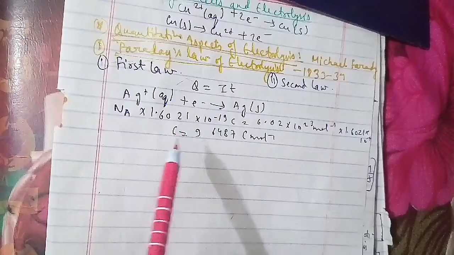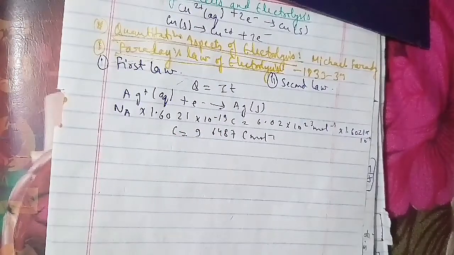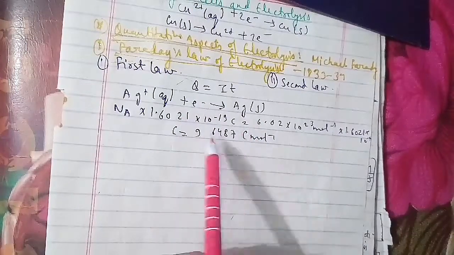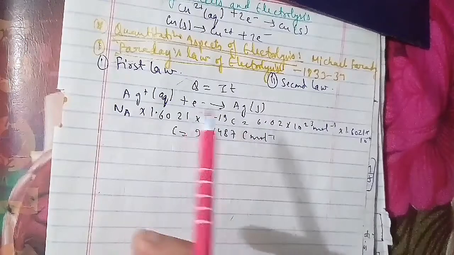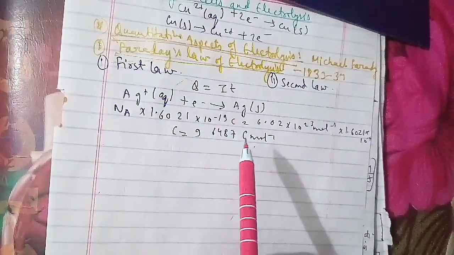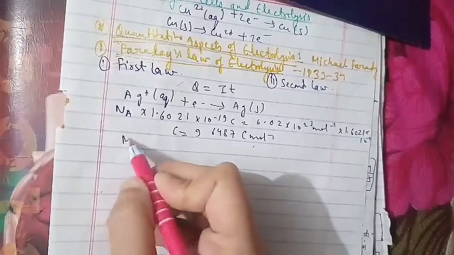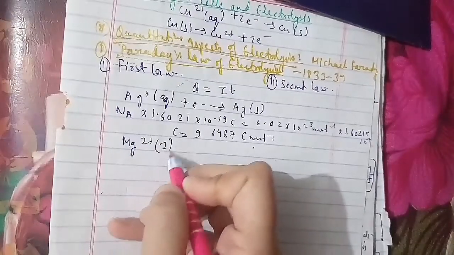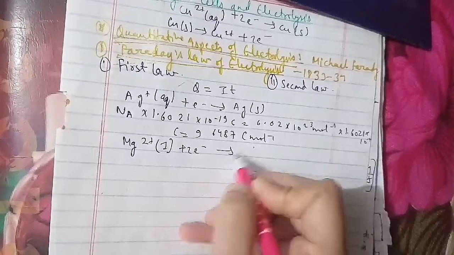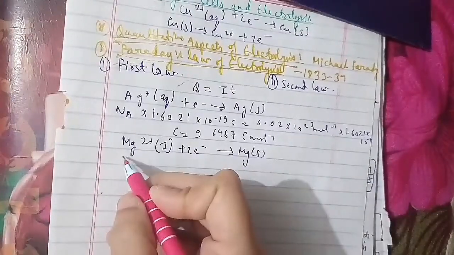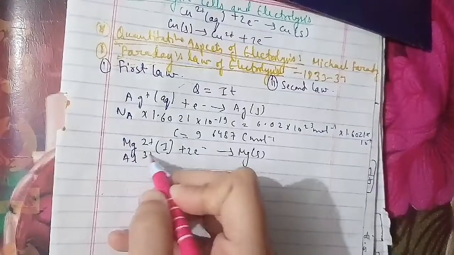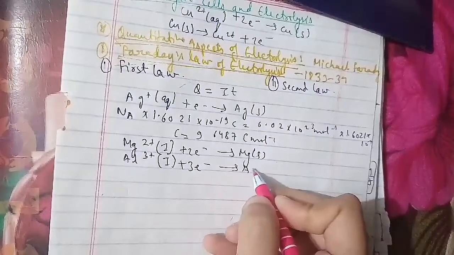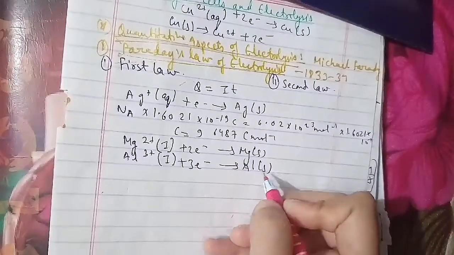Then, for the reactions Mg2+ + 2e- gives Mg, and Al3+ + 3e- gives Al, it is obvious that 1 mole of Mg2+ and 1 mole of Al3+ require 2 moles of electrons, that is 2F, and 3 moles of electrons, that is 3F, respectively. So the charge passing through the electrolytic cell during electrolysis equals the product of current in amperes and time in seconds.